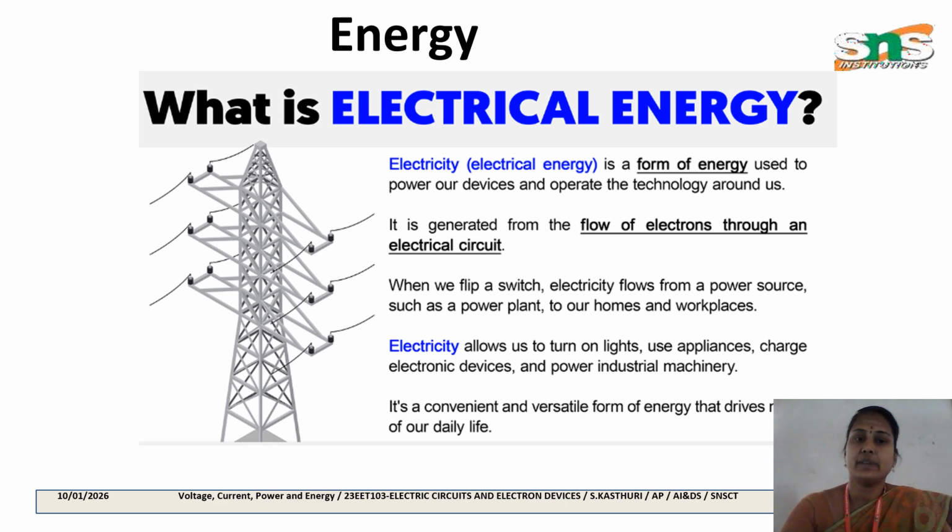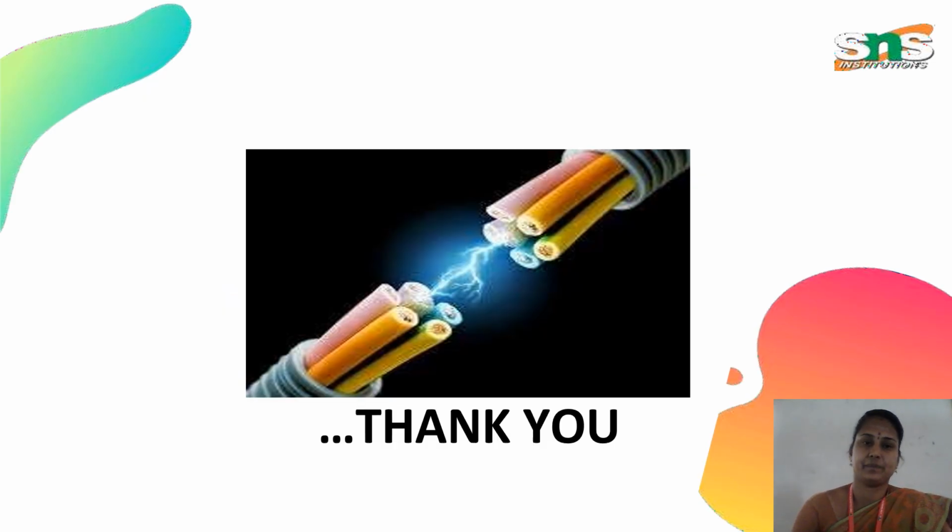Energy. Energy is the total electrical work done over time. It is measured in joules or kilowatt hour. Energy equals power times time. As a real-time example, electricity bills are based on units, kilowatt hour. A 1 kilowatt heater used for 1 hour equals 1 unit. Battery capacity is measured in watt-hour or milliwatt-hour.